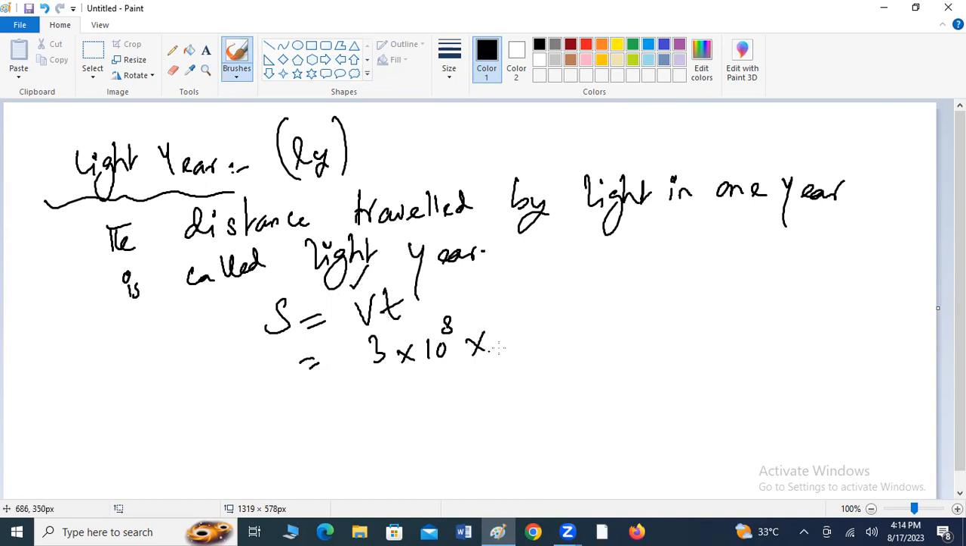Moreover, since it is the distance traveled by light in 1 year, we know that year is not the SI unit of time, right? The SI unit of time is second. So we have to convert this year into second as well, step by step.